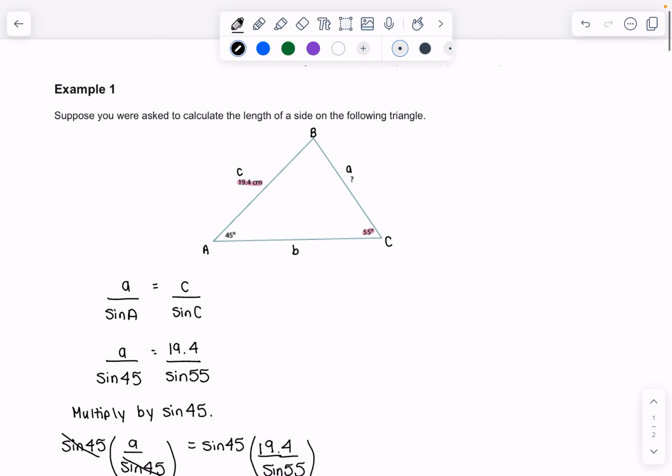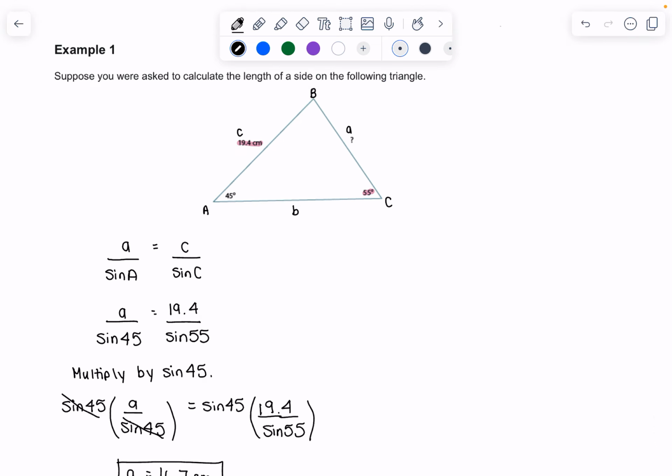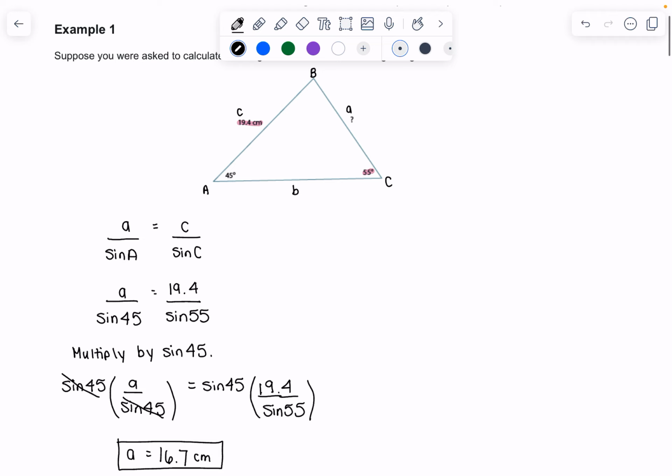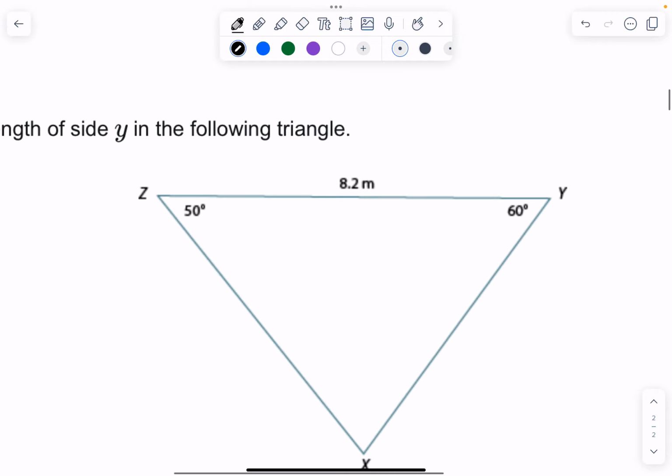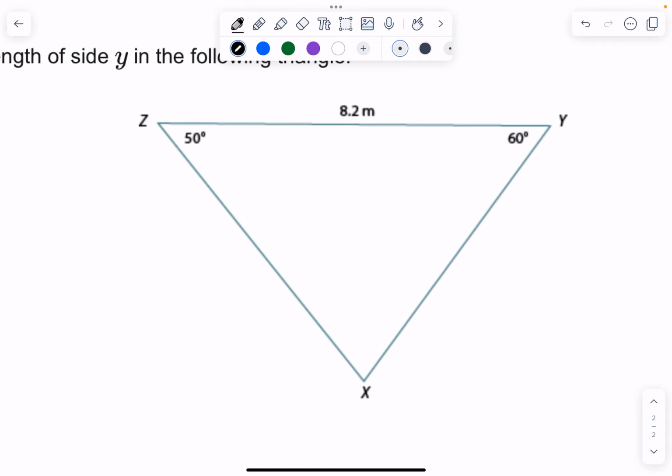So there's your answer. Does it make sense? Yes, because the 45-degree angle is directly across from a slightly smaller side length than the side length of C. So that's exactly how you do it with a side length. We'll do one more super quick. Again, we'll go a little bit faster because you've already seen the answer and how to approach your steps.